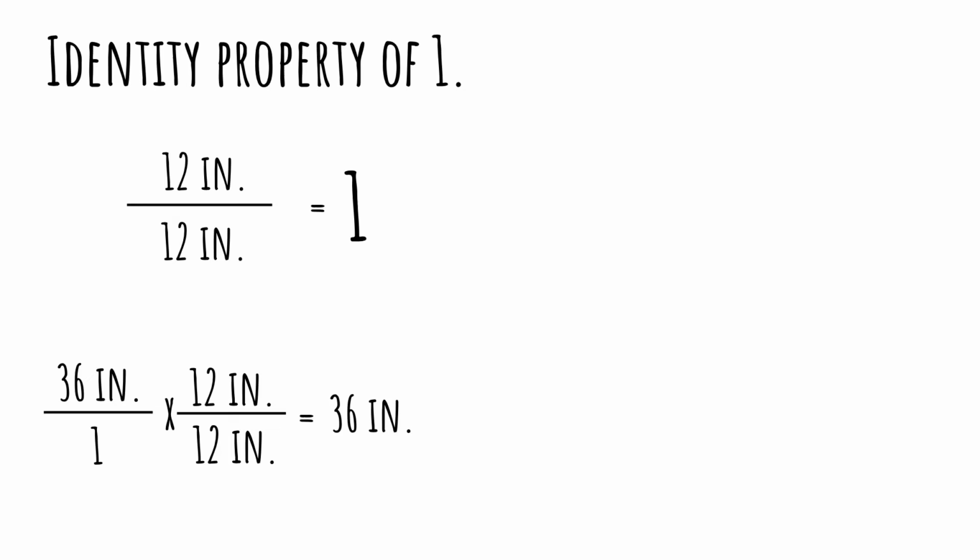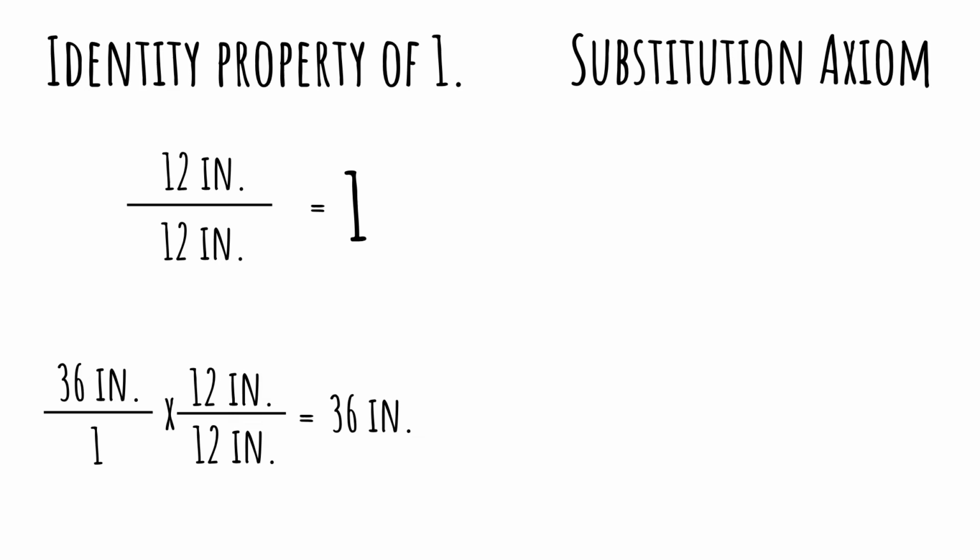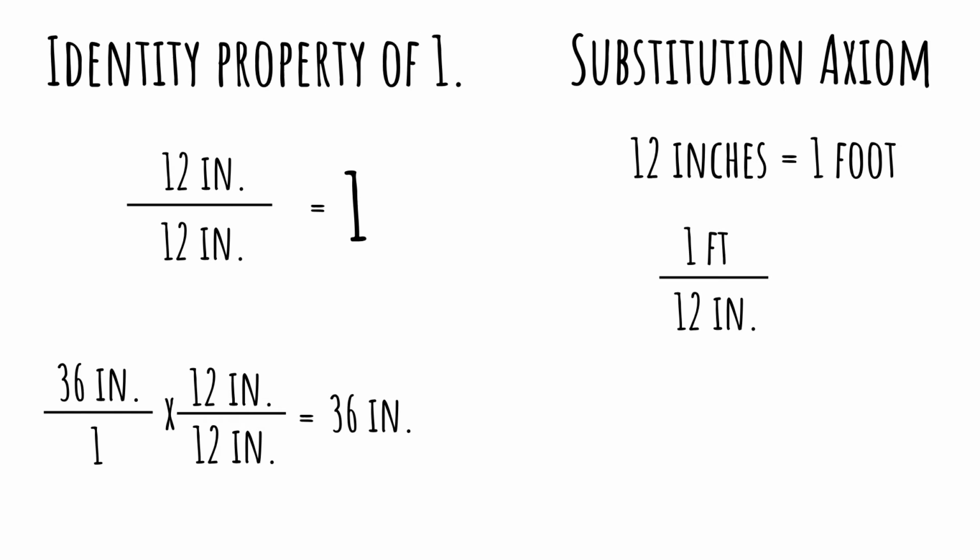It's the second property that allows us to actually change the units of measure, and that property is the substitution axiom. And it says that if you have any two values that are equal to one another, you can substitute one in for the other and the value remains the same. So if I put 1 foot over 12 inches, the value of that fraction remains the same because 1 foot is 12 inches. So the value of that fraction is still 1.